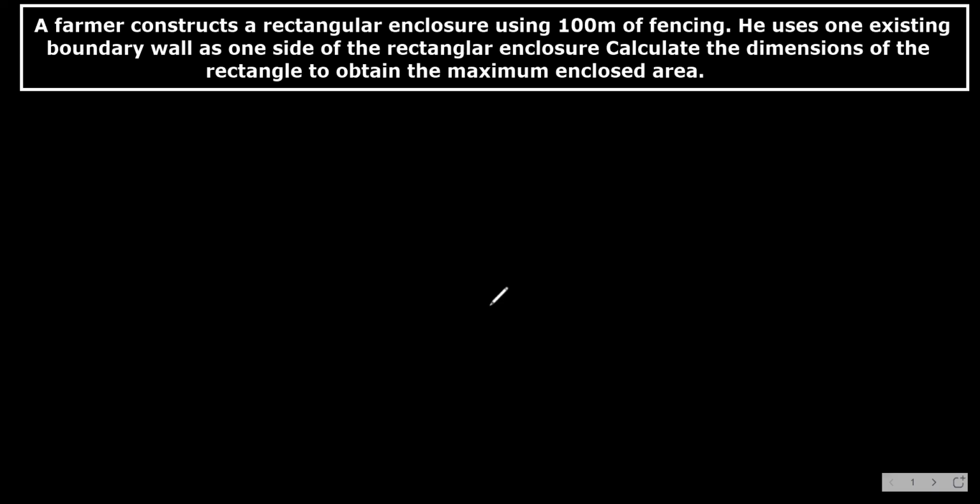Right. Now here they say to us, a farmer constructs a rectangular enclosure using 100 meters of fencing. He uses one existing boundary wall as one side of the rectangular enclosure. Calculate the dimensions of the rectangle to obtain the maximum enclosed area. Well, this is what they say.